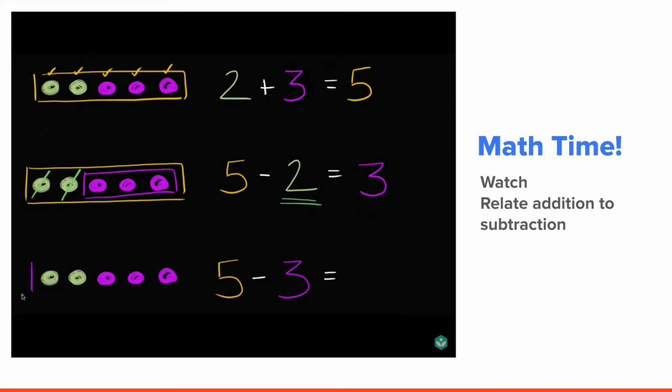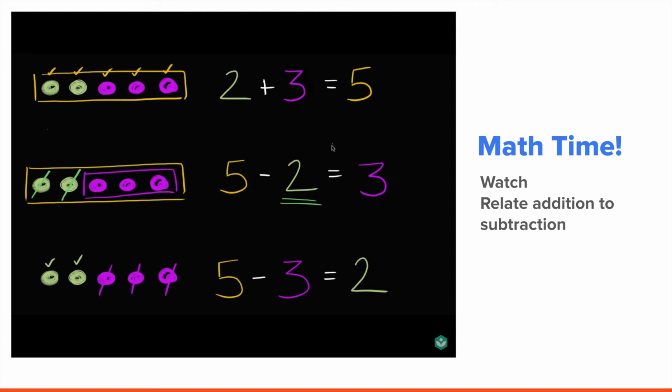If I start with 5, and if I were to take away 3, so if I subtract 1, 2, 3, what am I left with? Well, I'm left with 1, 2. I am left with 2. So 2 plus 3 is 5. 3 plus 2 is 5. We see that there, which is another way of saying that 5 minus 2 is 3, or 5 minus 3 is 2. Take a look at this for a little bit.